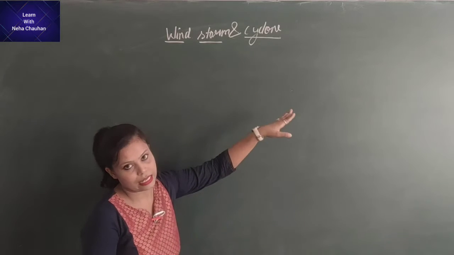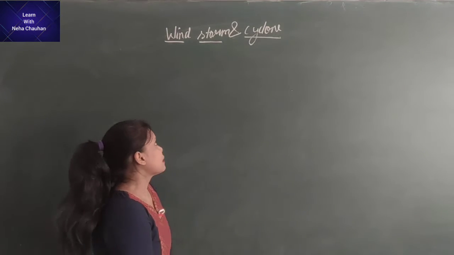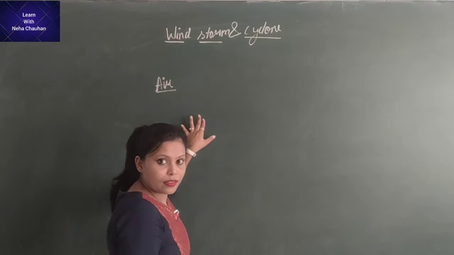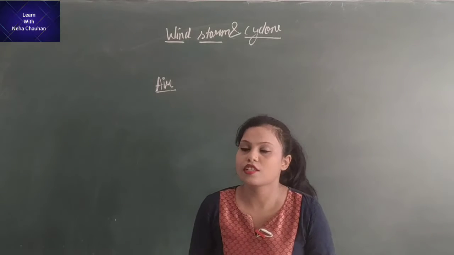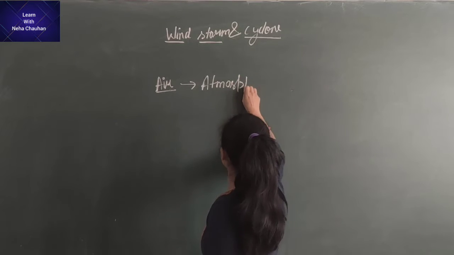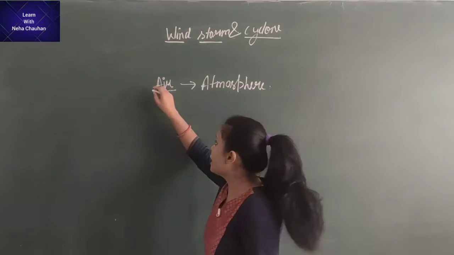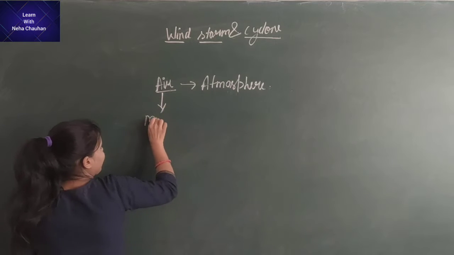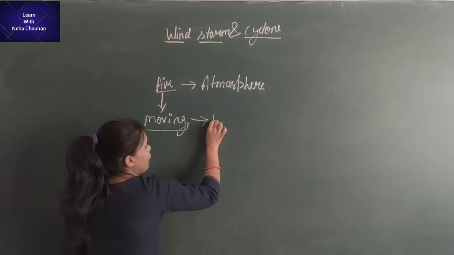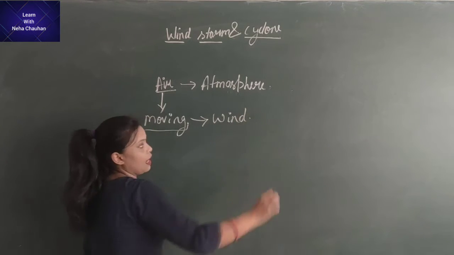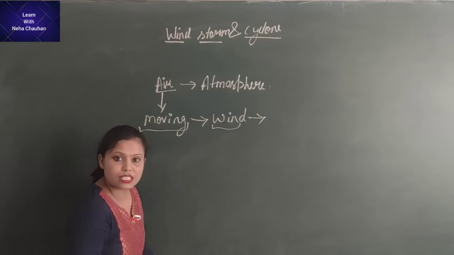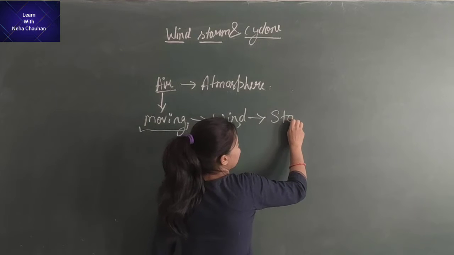Wind, storm and cyclone. So as we know that air is present everywhere, right? In our surrounding, air is present, and that air is known as atmosphere, right? But when air starts moving, it is known as wind. And the wind, which when it moves with faster speed, is known as storm.